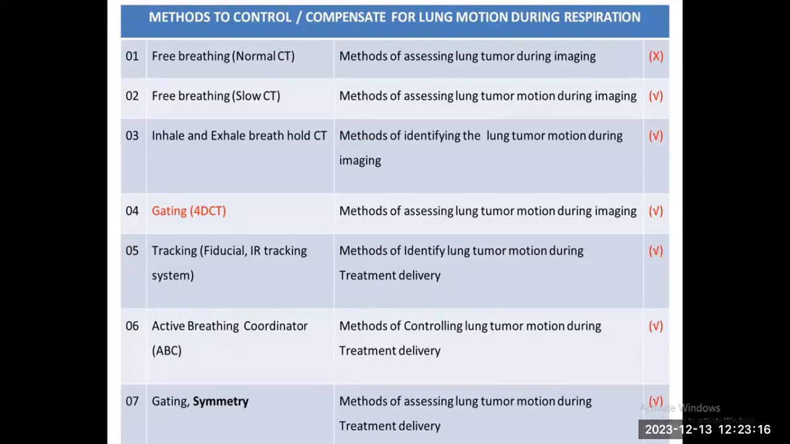Sixth is the ABC method, and seventh one is gating and symmetry. We have symmetry software in our institute on Linac to deliver the radiation in moving tumors.